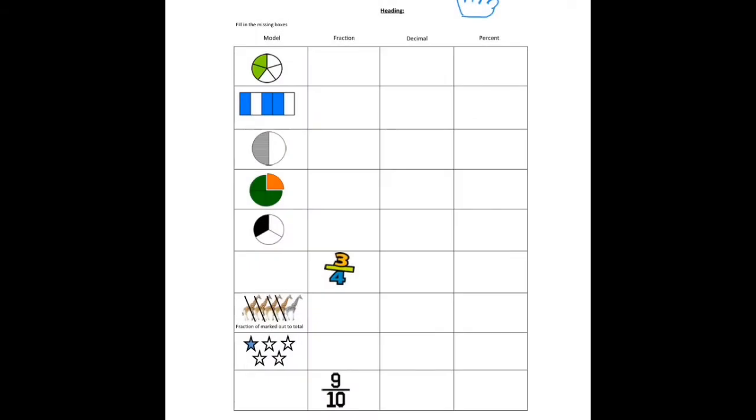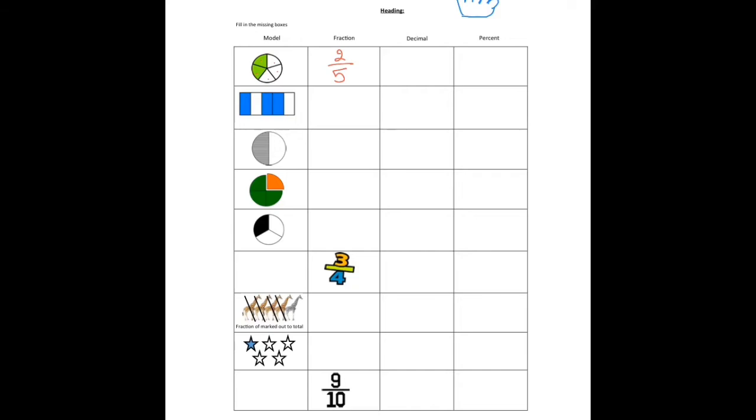For this assignment, you're going to look at the model and find out what fraction, decimal, and percent that represent the model. For the first one, you see there are 2 shaded parts out of 5 in total. So we have 2/5 as a fraction. So how can I find out the percent of 2/5?